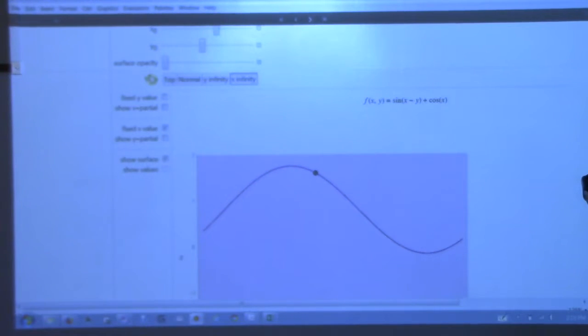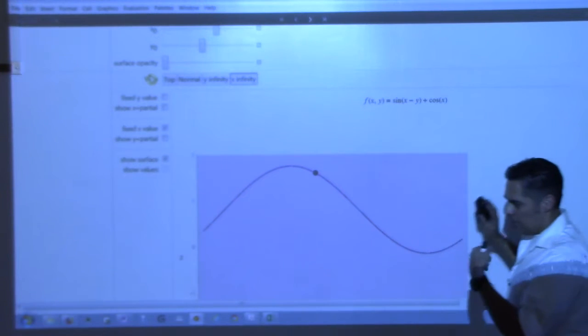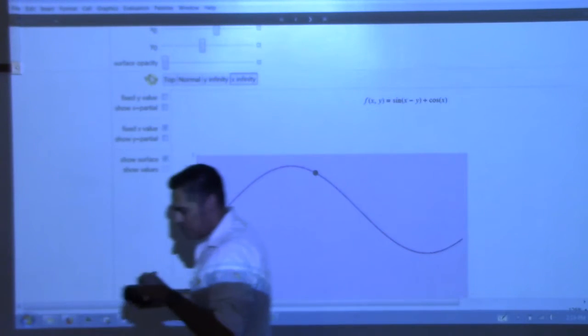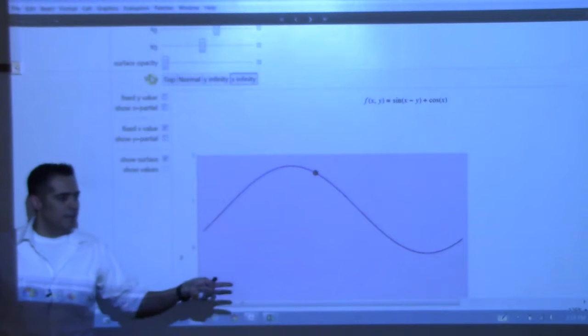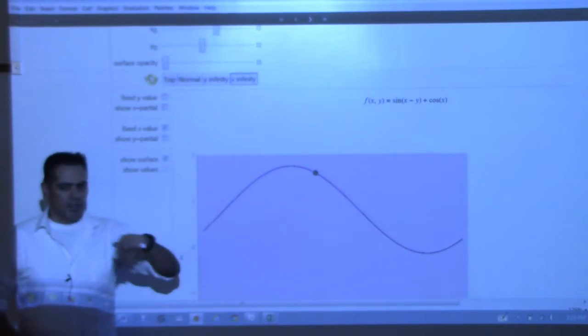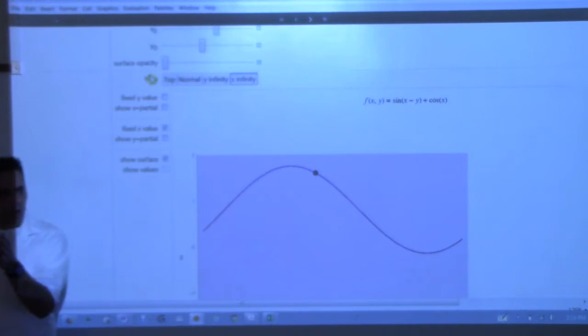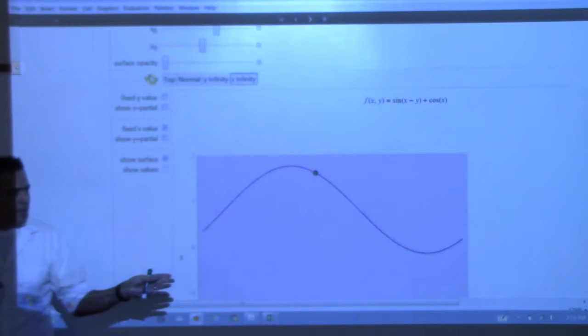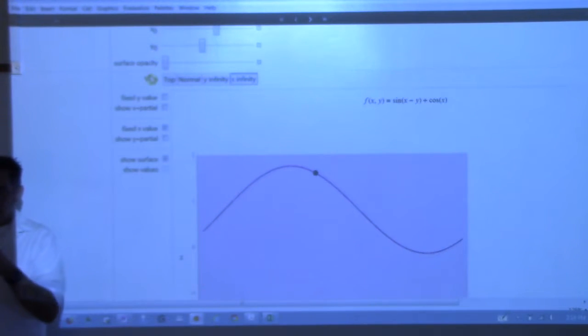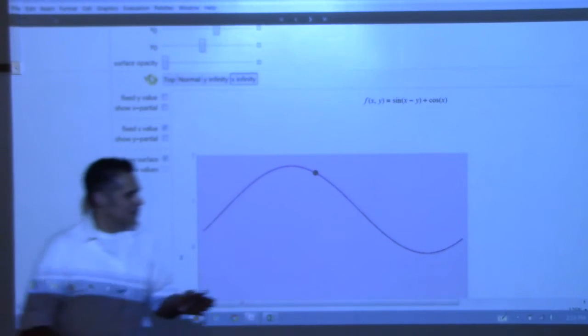Partial derivative meaning that there is no true derivative of a surface. It's all dependent on which way you face. And so we are partially taking a derivative. Does that make sense?